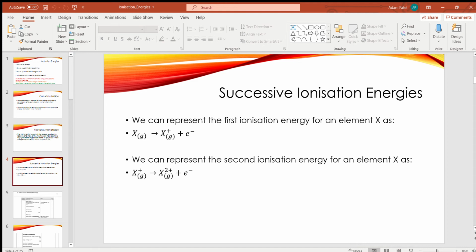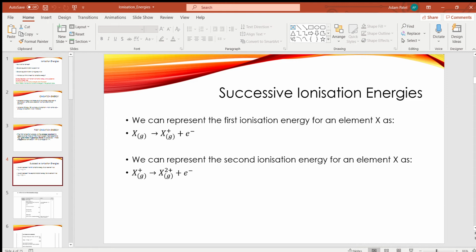So let's take any element, for example element X. As you can see here, you're knocking off an electron from X to make it into an ion. So X goes to X plus because you've removed an electron, plus e minus, referring to the electron that's been removed. As you can see, the state symbols are both gaseous because we've gone through the process of vaporization, where our atoms have become gaseous first, and then only then can they get ionized.